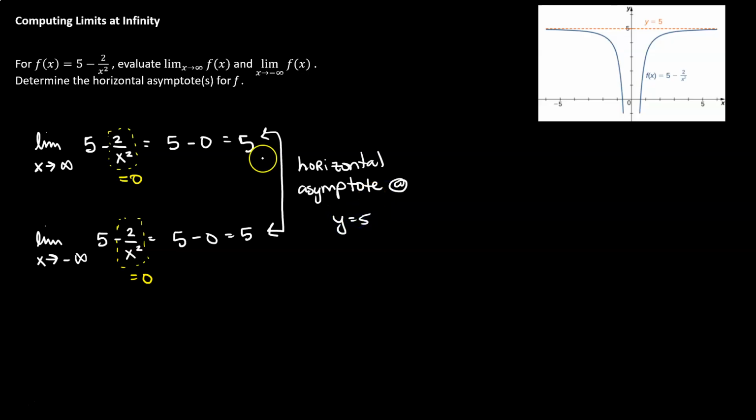And I have a little picture of our function here. The function's plotted in blue, the horizontal asymptote is plotted in orange, and we can see that as x gets very, very large, our function comes up very close to the line y equals 5. Same thing for when x gets very, very small.